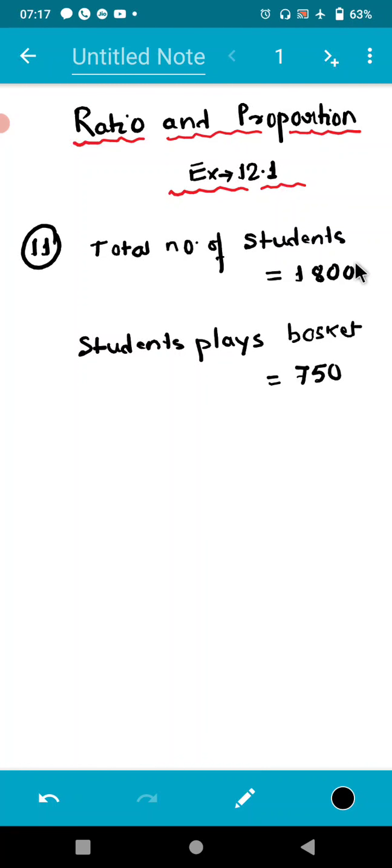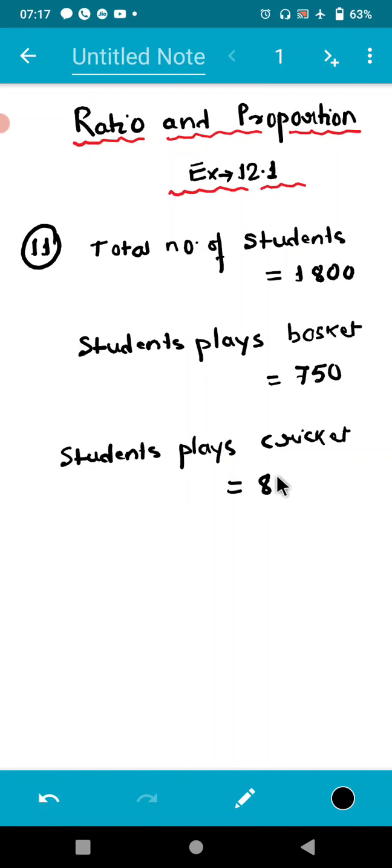That means out of 1800 students, 750 students play basketball and the students who play cricket, that would be equal to what? 800. And the remaining play table tennis. So we have to find the number of students who play table tennis.